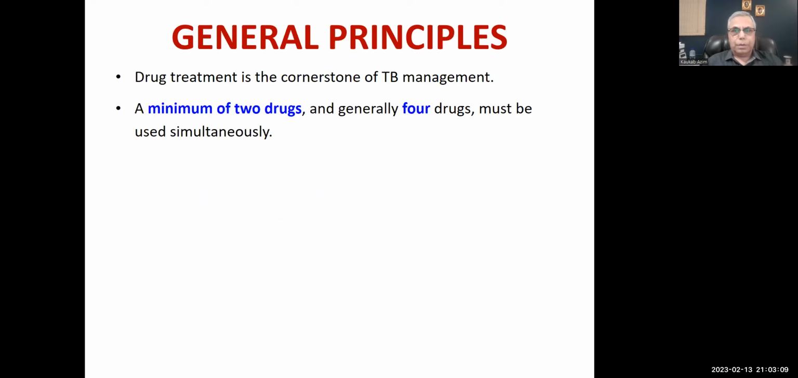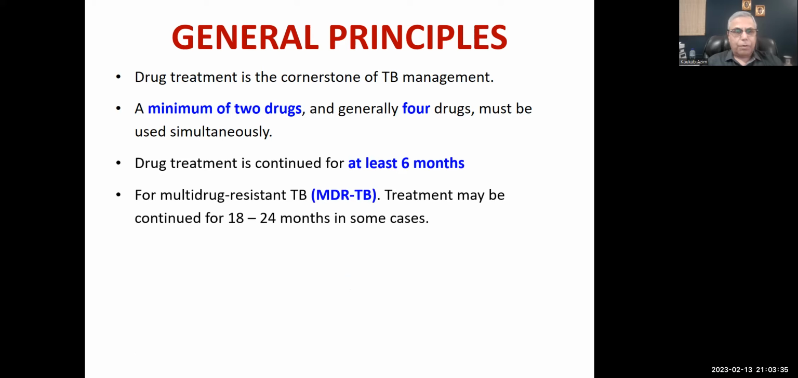Right. So the general principles of tuberculosis treatment: a minimum of 2 drugs, and routinely we use 4 drugs. They must be used simultaneously. We have got 2 phases of treatment that I'll show you, an intensive phase and a continuous phase. Our drug treatment is continued for at least 6 months. For multiple drug-resistant TB, treatment must be continued for 18 to 24 months, and in some cases even more than that.